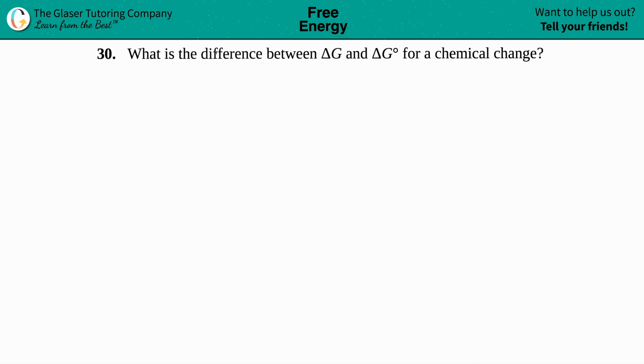Number 30. What is the difference between delta G and delta G notch for a chemical change? Okay, so we just have to go over what delta G is and then what's the difference between this delta G and this little notch here. So let's do this. Delta G, and then we have delta G notch. The notch just means that little degree sign up there.